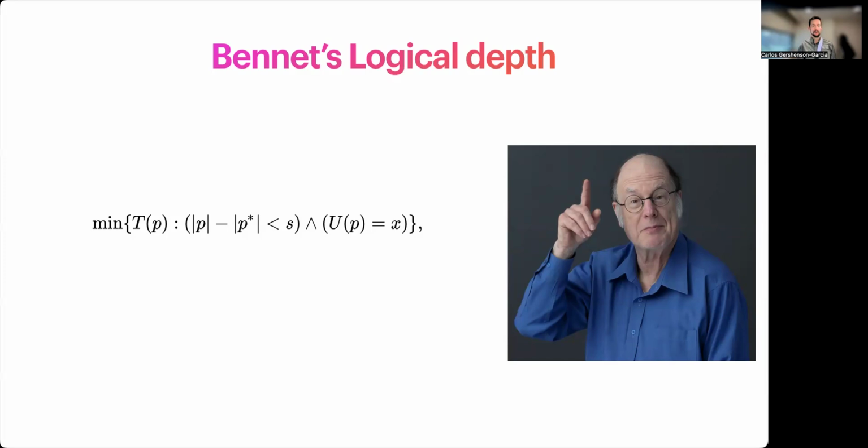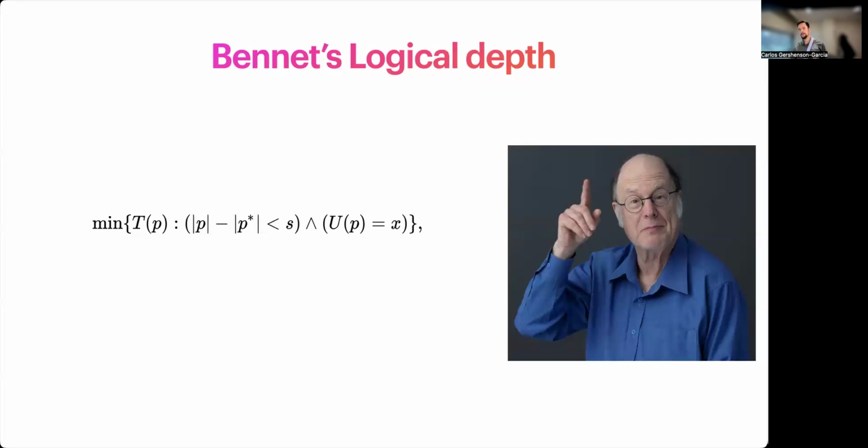If we have a shortest program P star that computes a string X, the logical depth of X to a significance level S is given by this equation, which is the minimum of TP, which is the number of time steps that the program made on the universal machine to produce X and halt. So if we have this minimum time, then this will be the logical depth. But the idea is that more complex strings would require more computation time.